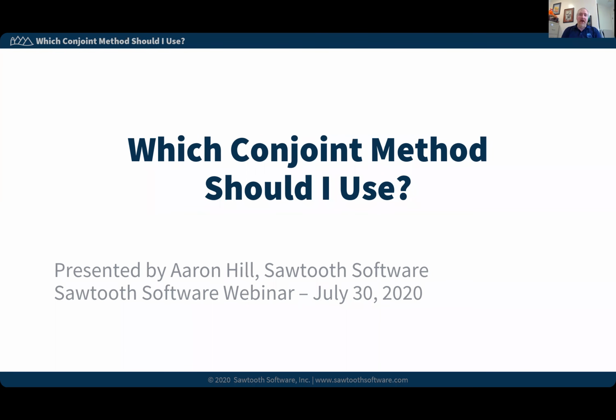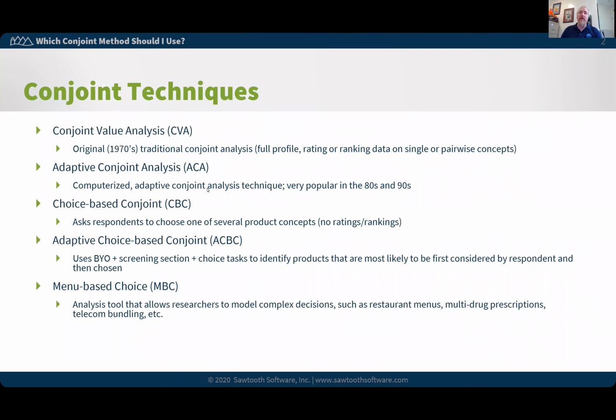Great, thanks, Brian. Okay, so today we're going to talk just about which conjoint method should I use. In the world of conjoint analysis and discrete choice models, there's a lot of different methods out there, and sometimes it's confusing for users about which method to use for a particular need. So today we're going to talk about which conjoint method would be best for your project, what the different methods do, what makes them different and unique for solving particular types of problems, and then we'll give you some recommendations for the types of projects we think work best for those types of methods.